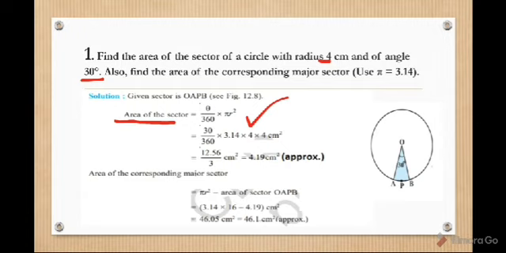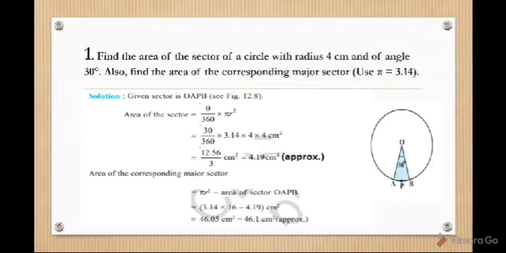In place of pi you have to put 3.14. If you do the calculation, the area will be 4.19 centimeter square approx. Now this is the area of minor sector, the blue one. Now in the second part you have to find the area of the corresponding major sector. The area of corresponding major sector will be the area of the circle minus the area of minor sector, right.